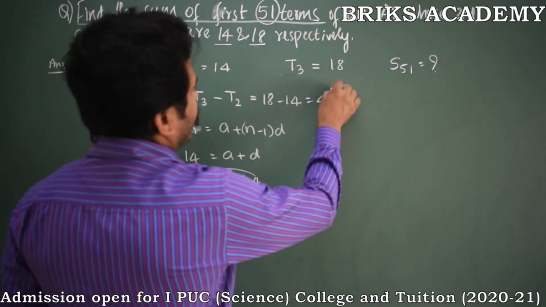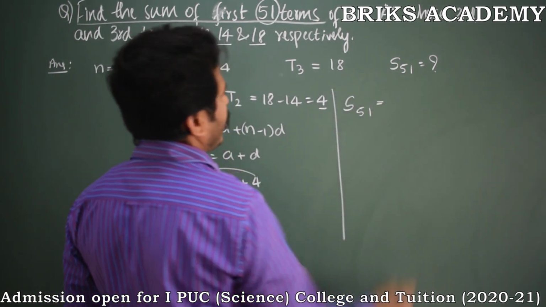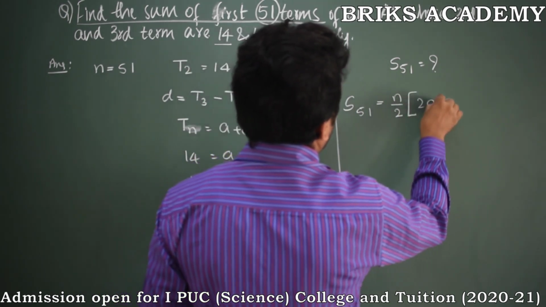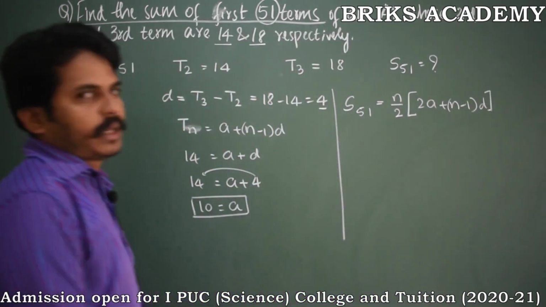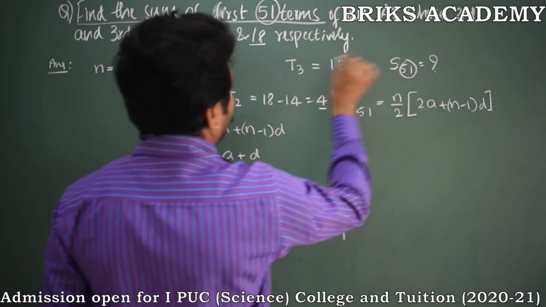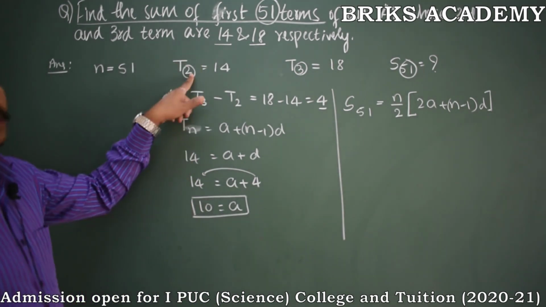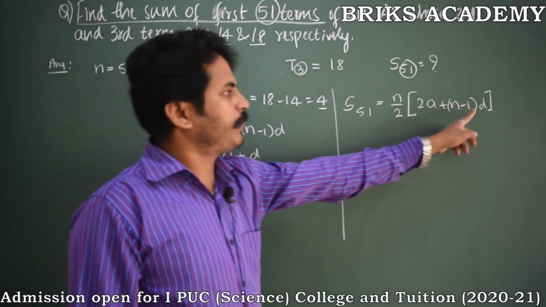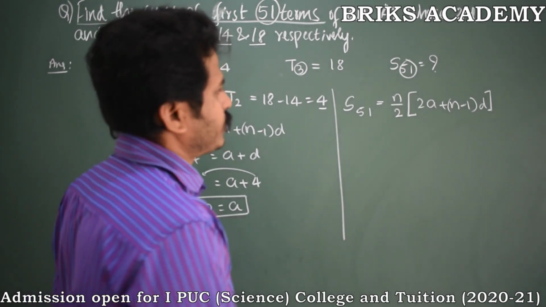They ask you to calculate the sum of 51 terms. What is the formula for the sum of 51 terms? Can I make use of this formula, n by 2 into 2a plus n minus 1 into d? Definitely I can't use a plus Tn because I don't know the last term. 51 terms they have given. Here the third term is not the 51st term, or this second term is not the 51st term. So I can't use the Tn formula. 51st term means T51 they should give, to make use of that formula.